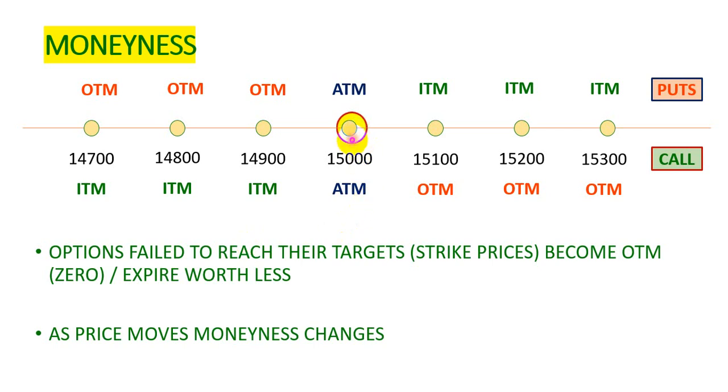Now one question: this 15,000 price goes to 15,200. What will happen? 15,200 will become at the money, and this will continue to remain out of the money. These two will become in the money. So as the price travels, the moneyness of the options also keeps on changing. This is one concept which you should understand. Moneyness changes.